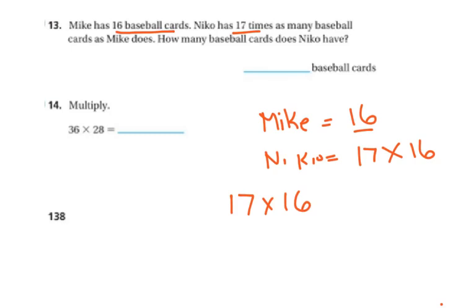And you could do it a couple ways. You can do it the way your parents want you to do it. So I go 6 times 7 is 42. Regroup my 1. 6 times 1 is 6, plus my 4 is 10.